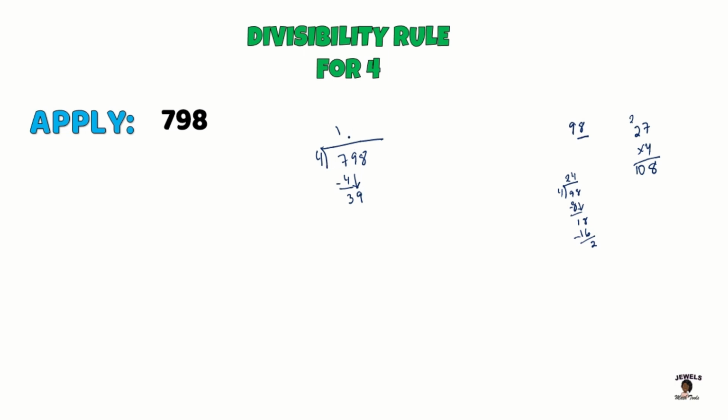4 goes into 39 9 times. 9 times 4 is 36. 39 minus 36 leaves us with 3. We're going to bring down our 8, changing 3 into 38. 4 goes into 38 9 times. 9 times 4 is 36. And just as we thought, we have a remainder of 2. So this number 798 is not divisible by 4 because again, my last 2 digits 98 are not in my 4 times table.